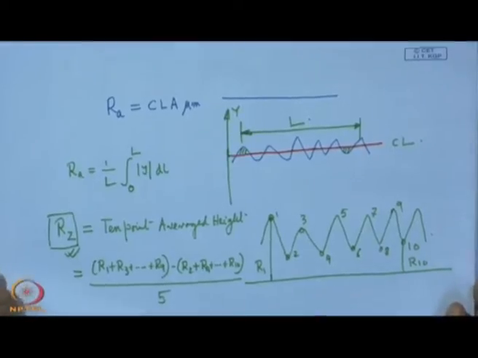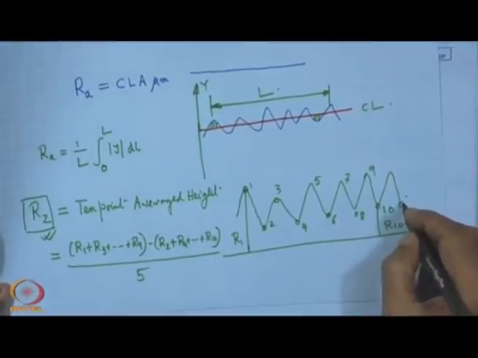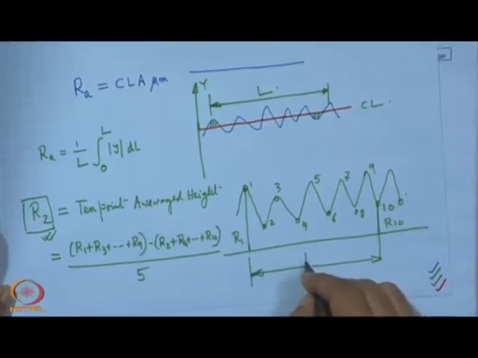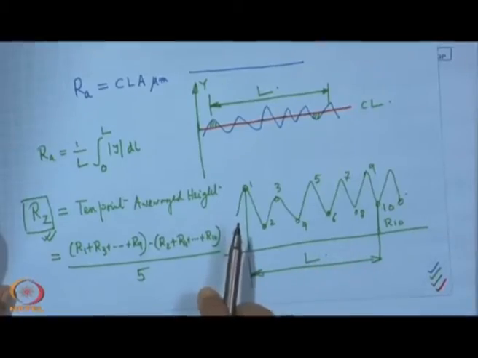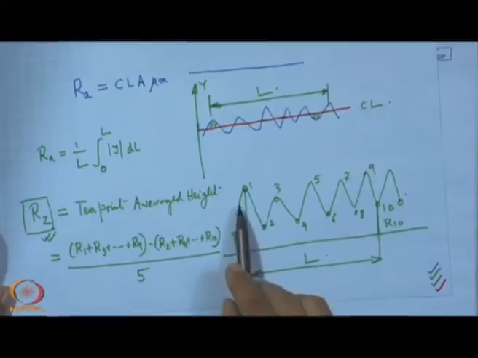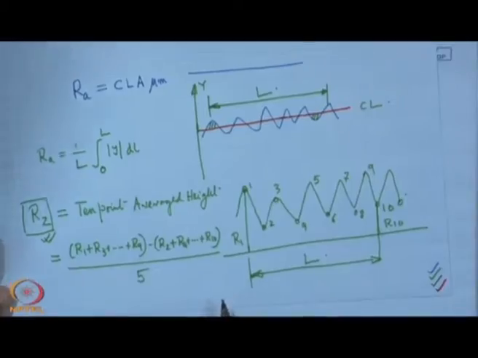So, there is another term which we call R max, that means the maximum. So, this is also over a sampling length, that means over this sampling length we have to find out the 5 highest peaks and 5 lowest valleys. So, 5 highest points and 5 lowest points, and then this formulation is possible.